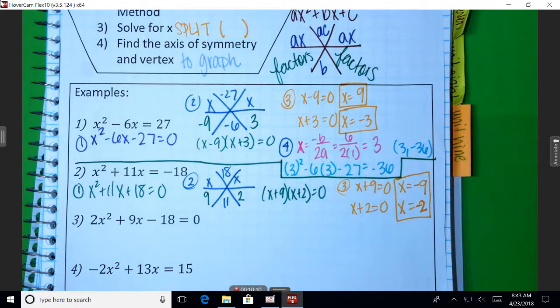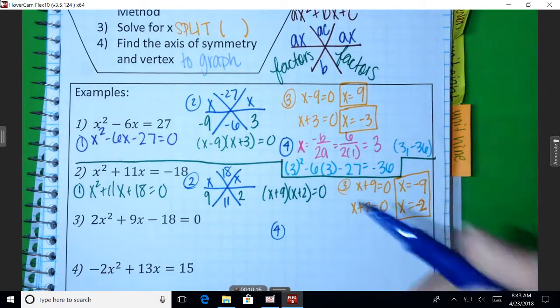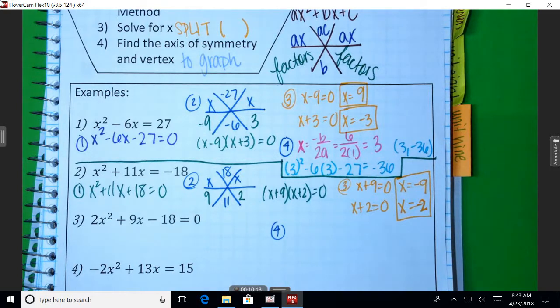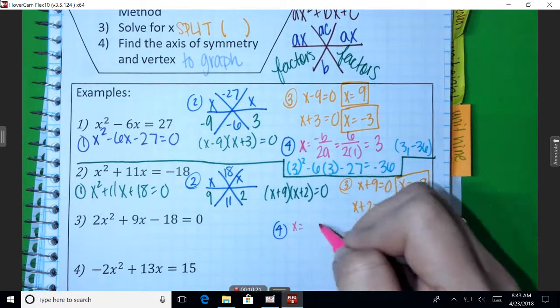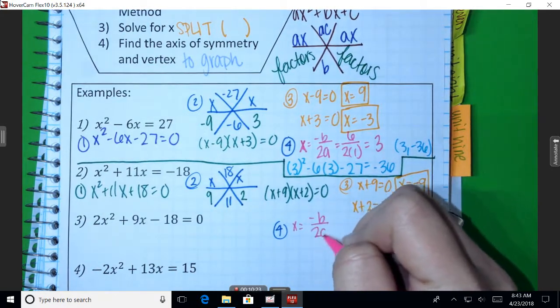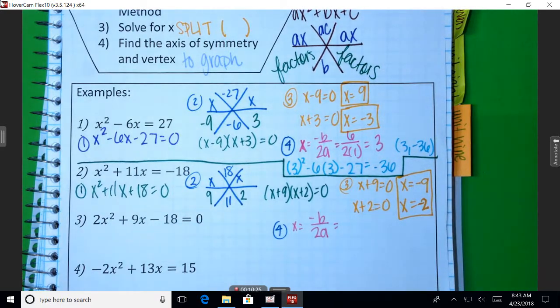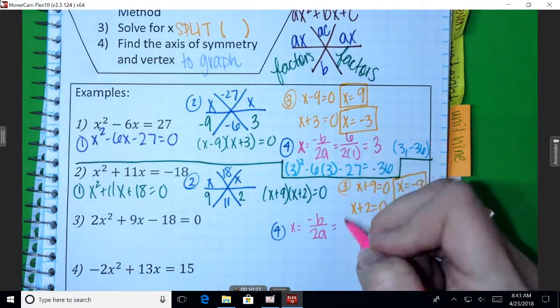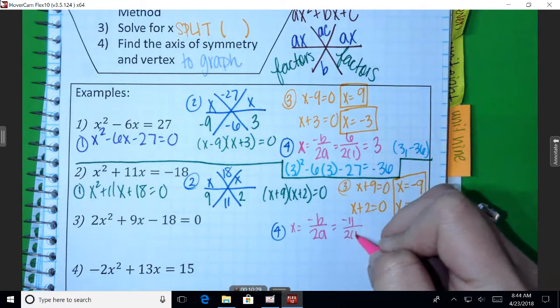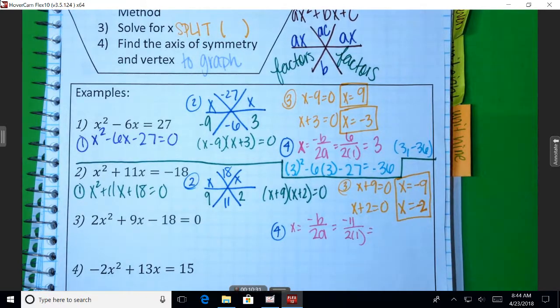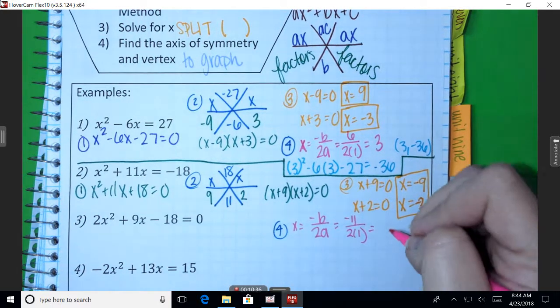All right. So the last thing I want us to find is our what? Axis of symmetry, because I want us to be able to graph. So we do the opposite of B divided by 2 times A. Our B here is 11. What's the opposite of 11? Negative 11 divided by 2 times 1. All right, and what's negative 11 divided by 2?